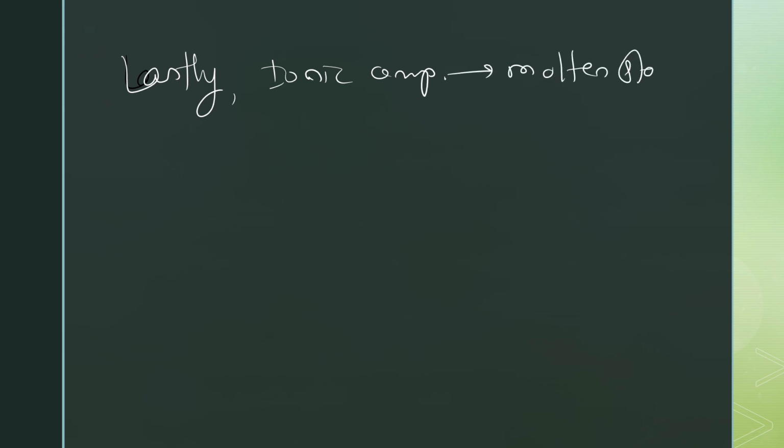And lastly, ionic compounds can conduct electricity in the molten state also, because they can show ion formation, and the attraction is overcome by the heat when you melt it. Thus the ions move freely and show the conduction of electricity.